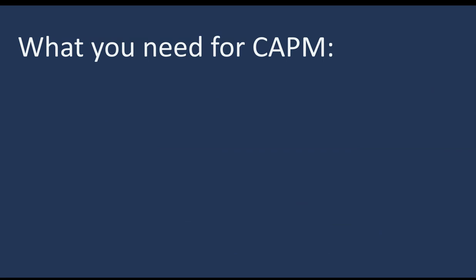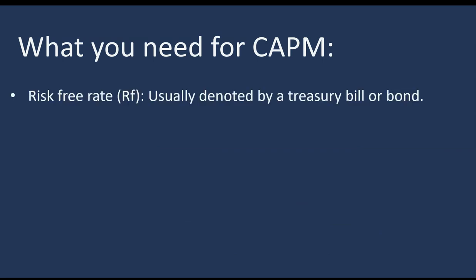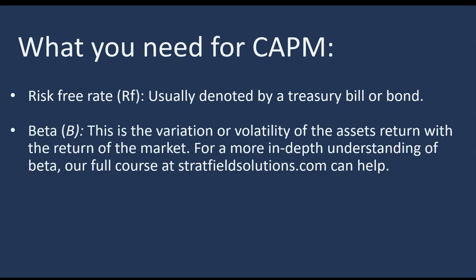So what else do you need for the capital asset pricing model? Well, we already talked about the risk-free rate, and you would get that from a Treasury bill or bond. You need a beta, and that's the variation or volatility of that particular asset's return with the corresponding return of the market. We don't have enough time in 5 minutes to go through all of what beta is, so if you need additional context around beta, how to calculate it, and what it stands for, you can visit our full course at stratfieldsolutions.com on finance, ratios, and analysis, and those areas would be talked about within that course. But you do need a beta for the calculation of CAPM.